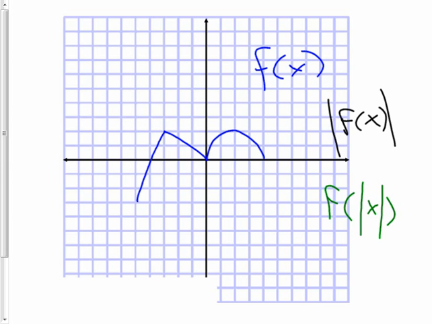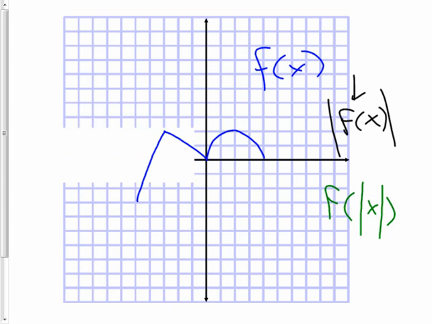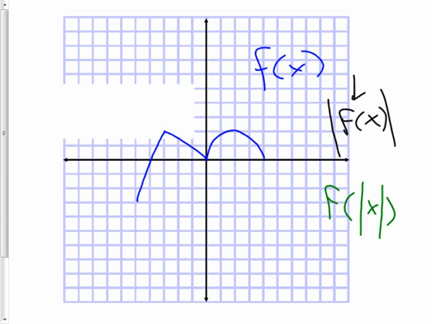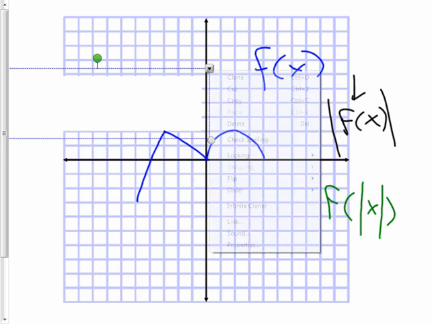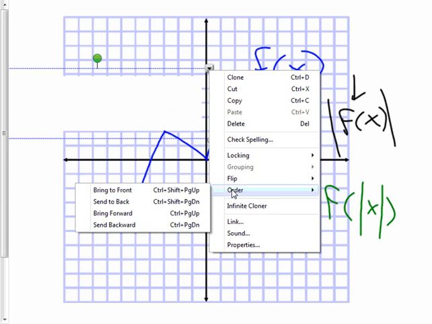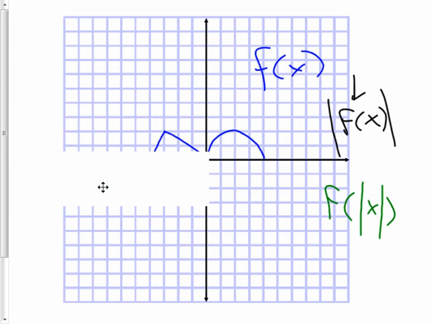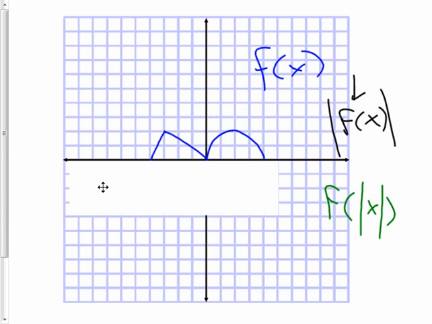First part is it's absolute valuing the y's. Why the y's? Because it's the f of x, and f of x is like y. It's absolute valuing all the y's. So that means I got to take my little white box here and get rid of all the y's that are negative. I got to reorder to front. And there's me cutting out all the y's that were negative.